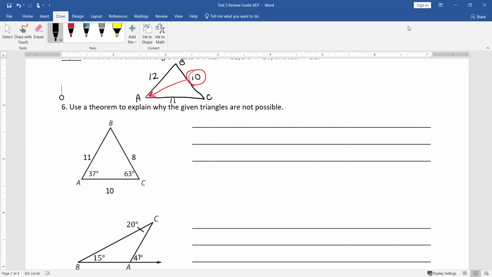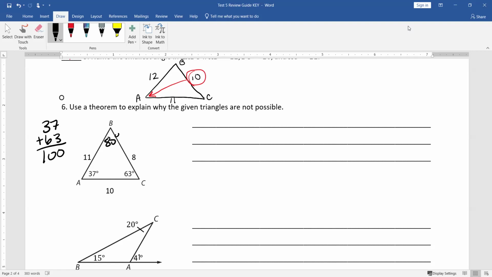So what we need to do here is figure out what the measurement of angle B is. I'm going to take the sum of the interior angles of a triangle. So 37 plus 63, I think is 100, right? So 180 minus 100. So take the two that I know. And that means that angle B is 80 degrees.